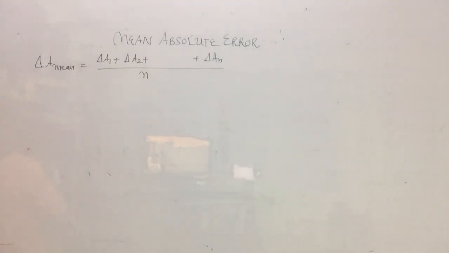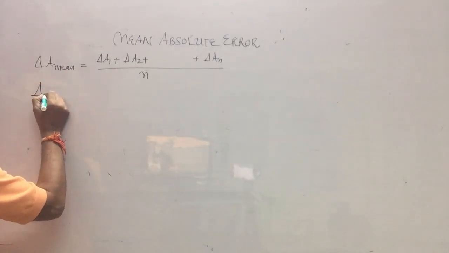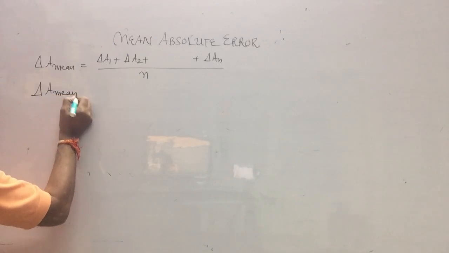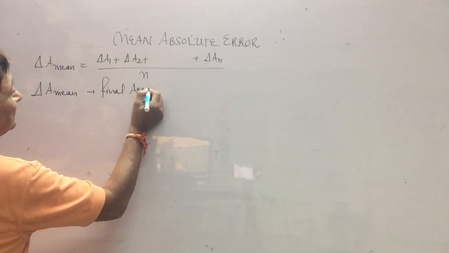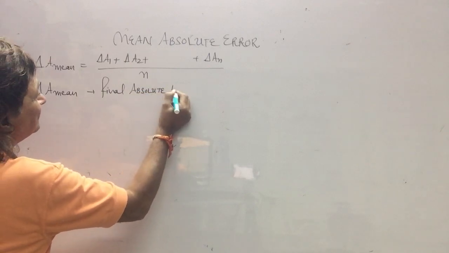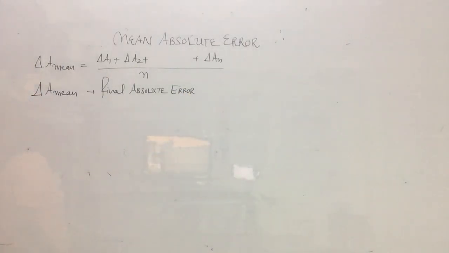Make sense? Yes, sir. This is called what? This is called mean absolute error, or delta A mean is also called final absolute error. It is also called final absolute error.